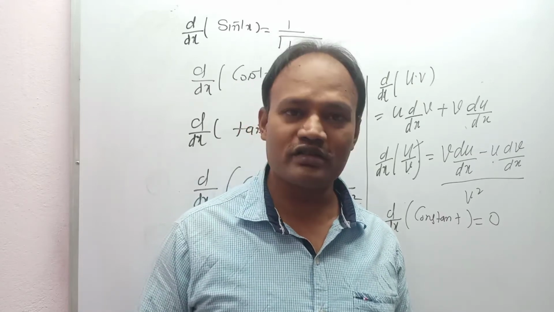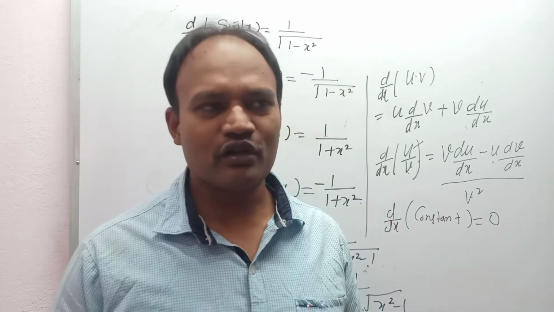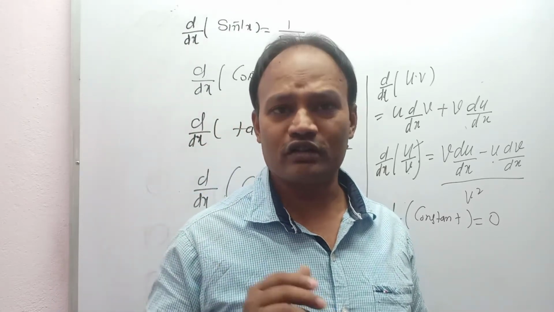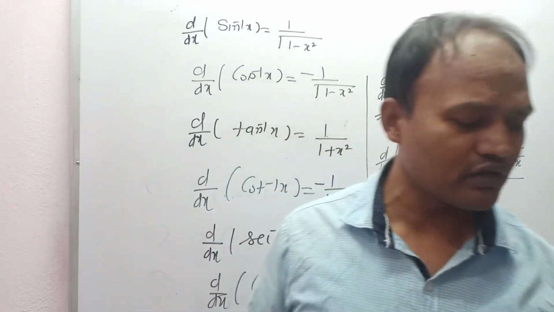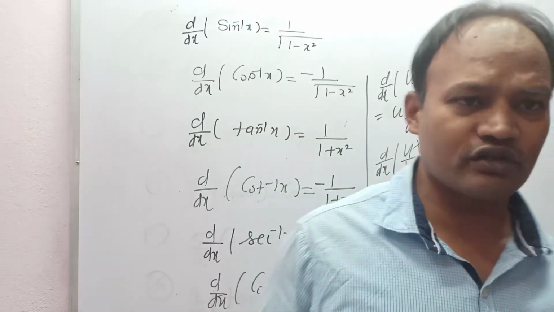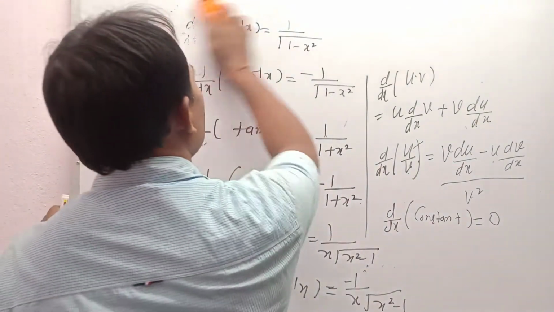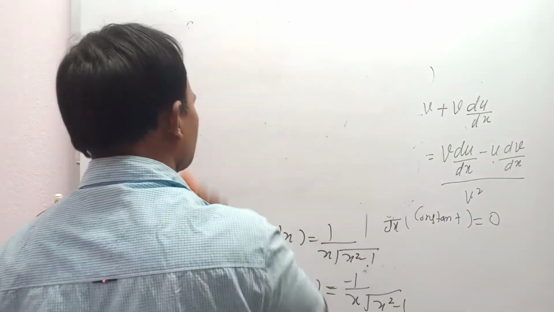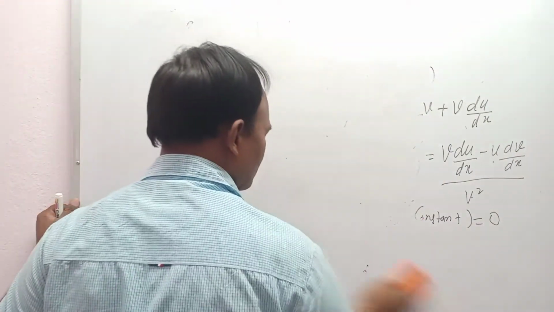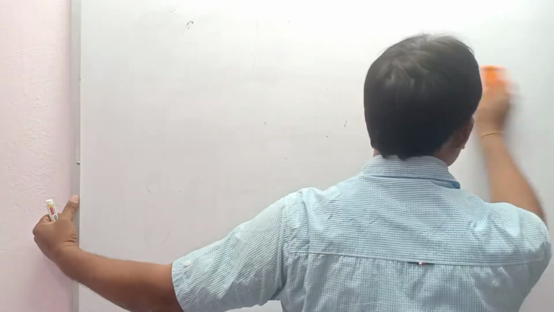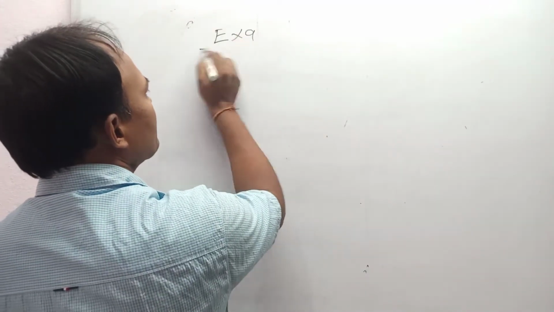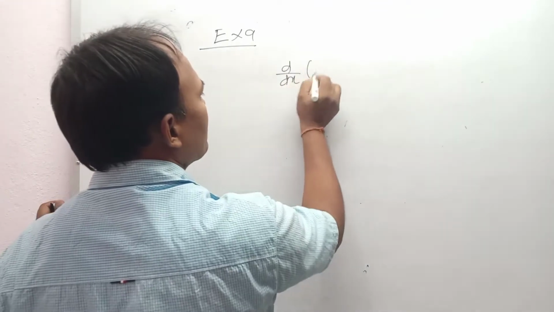So now we are going to discuss exercise 5.2. Without wasting time, we are going to solve 5.2. So what is the first question? These are very important formulas to learn. Before we start 5.2, we have to solve some basic questions of these formulas. So what is the first question? Just take an example: d by dx of x to the power 3.